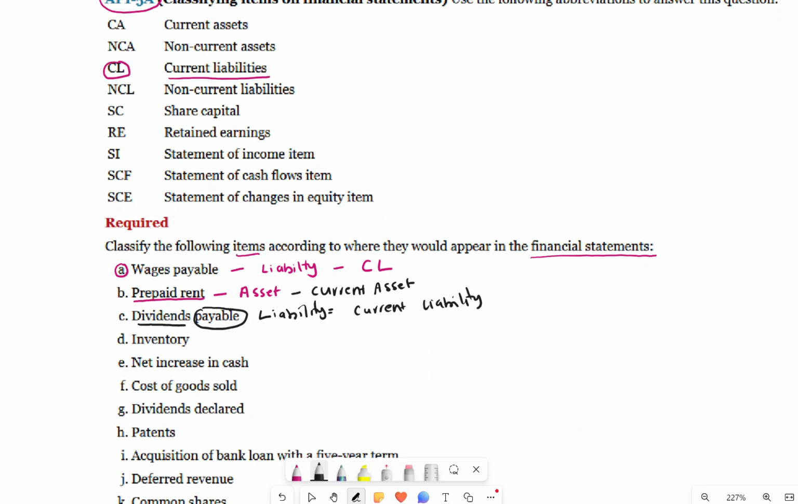Going further, inventories is an asset that we own. You buy the inventory to sell it. So inventory will be an asset. We're going to sell it within a year, so it will be my current asset.